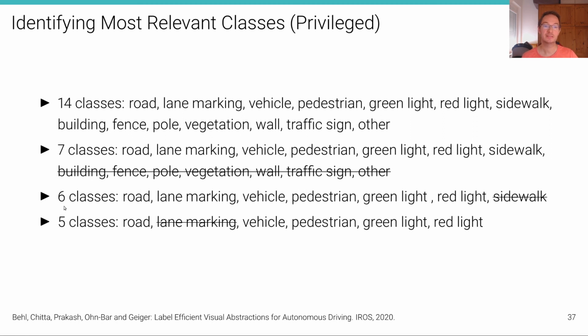And then we have a case where we only consider 6 classes, where also the sidewalk class has been removed. And we have another case with 5 classes, where now also the lane markings have been removed.